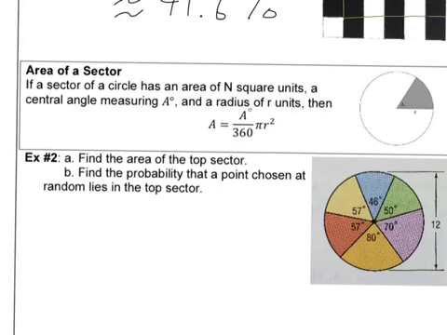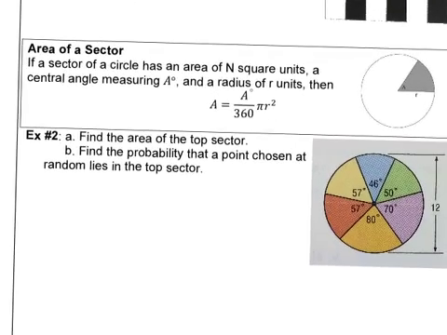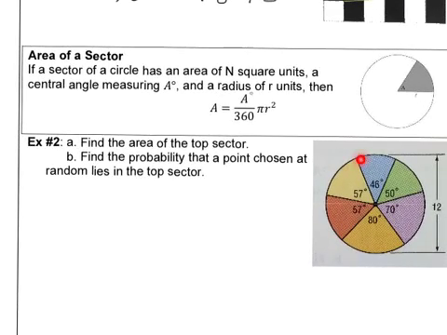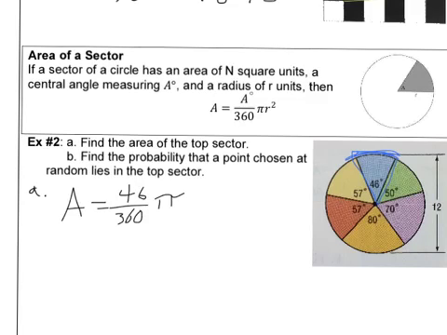So for this next problem here, it says find the area of the top sector. Well, this is the top sector here, the blue one. I'm going to kind of draw around it here. So that one has a central angle measure of 46 degrees. So for part A, the area of that blue sector, the top sector, is 46 over 360 times pi r squared. Well, what is my r? Well, it says the total distance up and down is 12. Therefore, my radius must be 6.